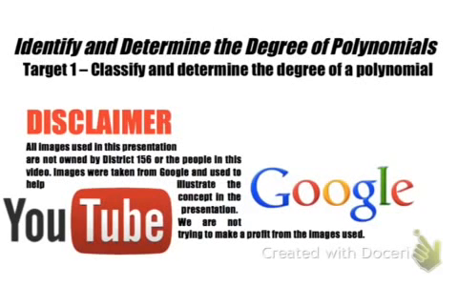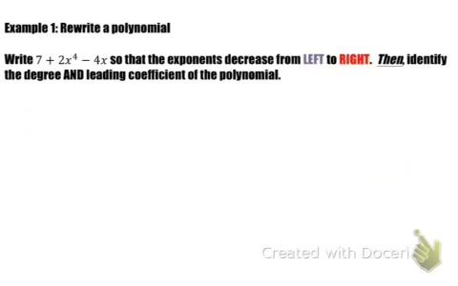Alright, in this video we are going to identify and determine the degree of polynomials. Example 1 says to rewrite the polynomial. So we have to write 7 plus 2x to the fourth minus 4x so that the exponents decrease from left to right. That's very important that we have our exponents decrease from left to right. Afterwards, we have to identify the degree and the leading coefficient of the polynomial.